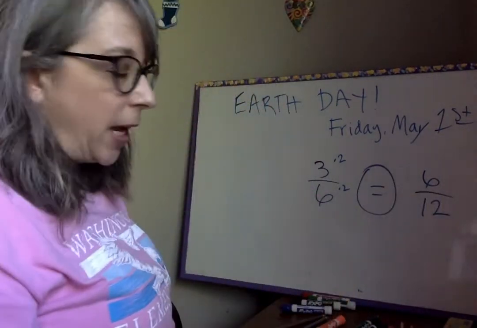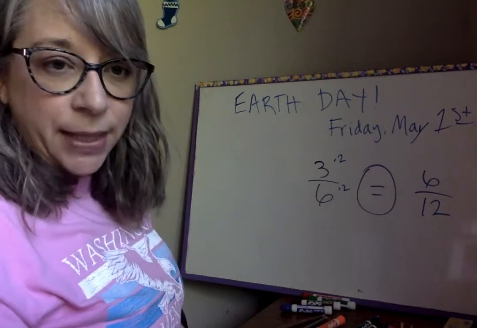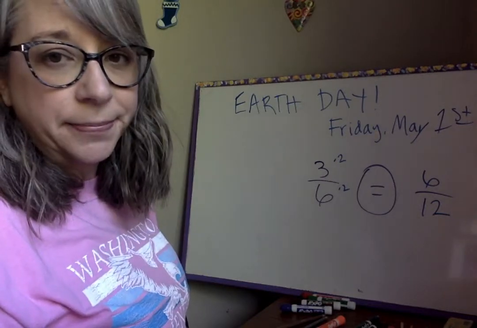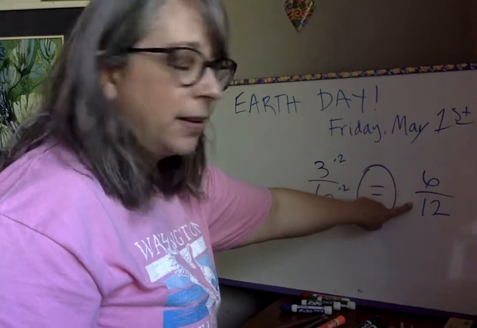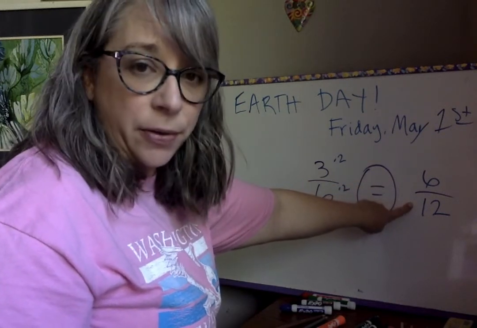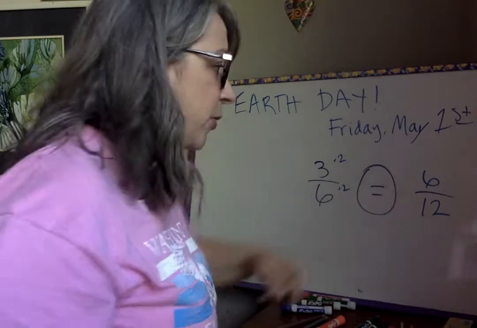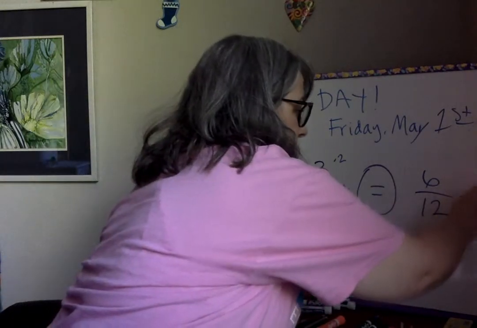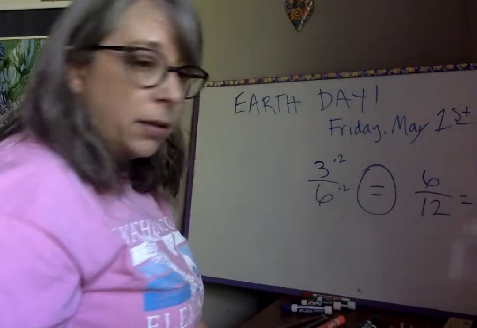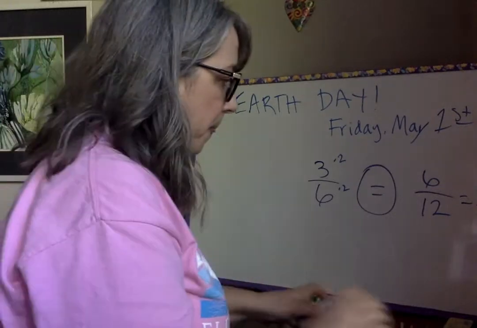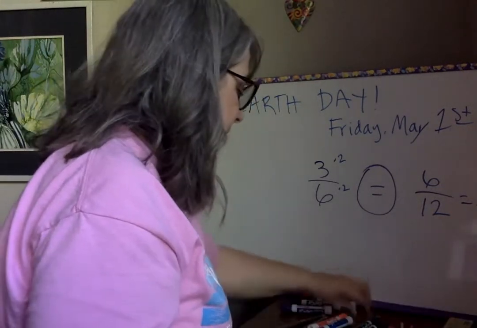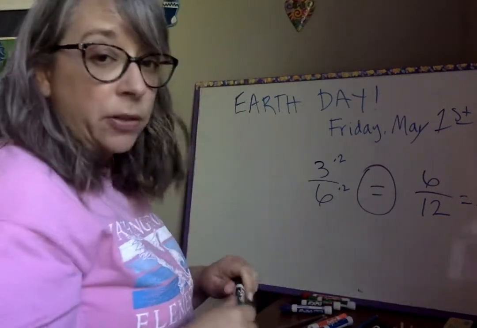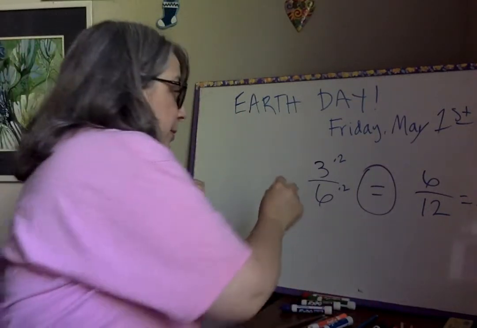Now, here's something that I want you to think about. I need for you to think, you know what? 6 can go into 12. How many times can 6 go into 12? Let's look. How many times can 3 go into 6? 3 can go into 6. 3 is a factor of 6.